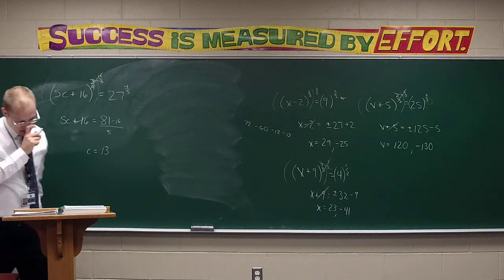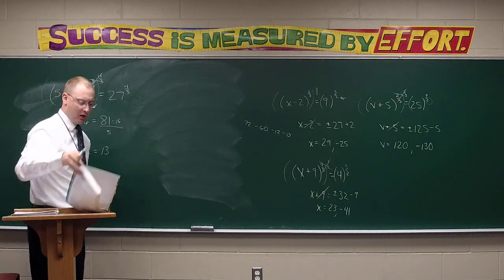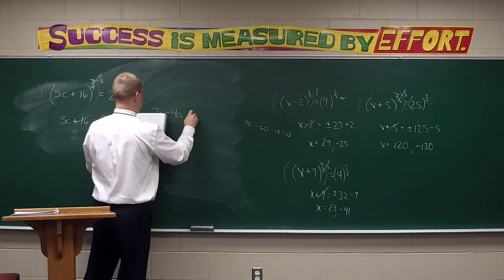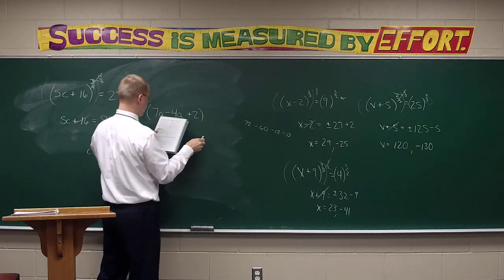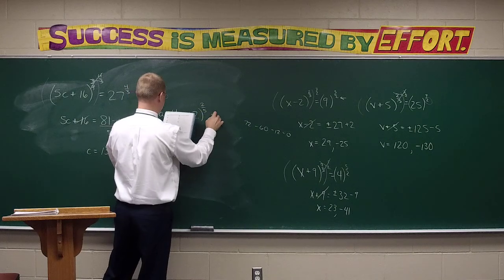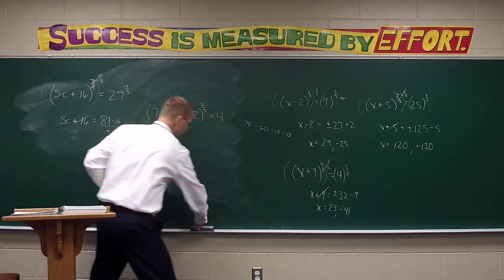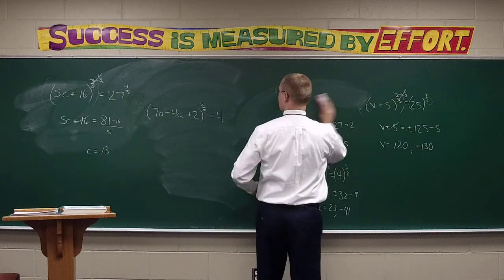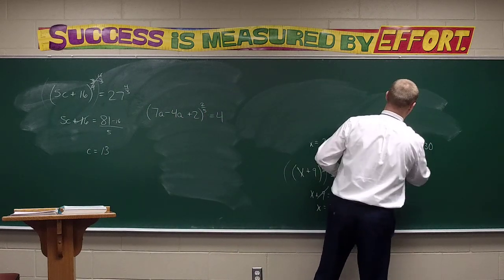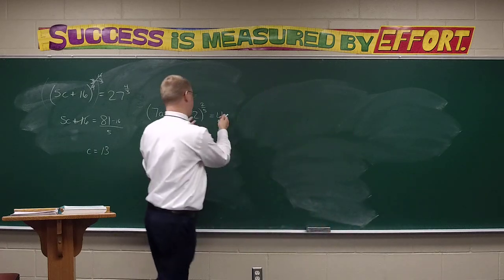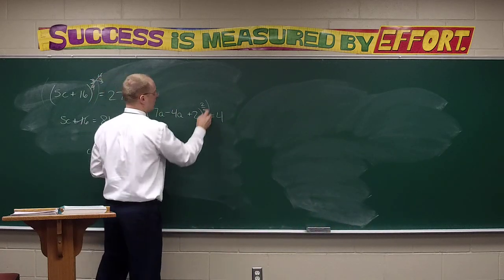All right. Number 33. This one makes itself look scarier, but it's really not. (7a − 4a + 2)^(2/5) = 4. Let's go to Brandon. Multiply and raise to the 5/2. Good. Raise both sides to the 5/2 power. You could say raise everything to the 5/2 power, but it's because there's only 2 things. Generally, both sides.